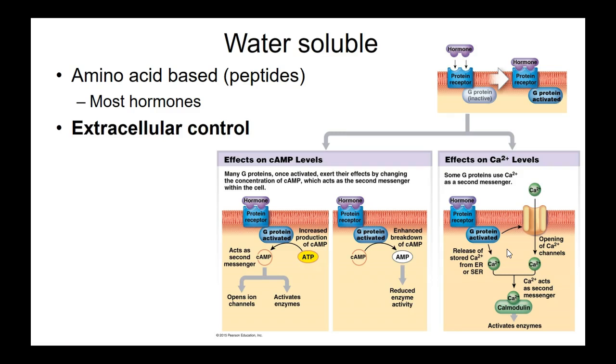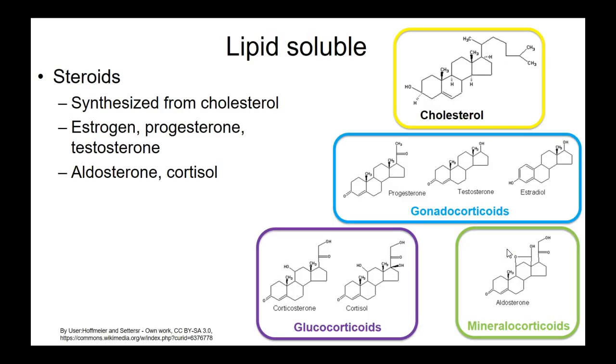All right. So here, what we're doing is we're having some sort of chemical that's going through this receptor to communicate to inside of the cell. So how can we send communication from outside of the cell to inside of the cell? If it's water soluble, it goes through a membrane-bound receptor. Okay? All right, lipid soluble. Lipid soluble hormones are steroids. They're synthesized from cholesterol.